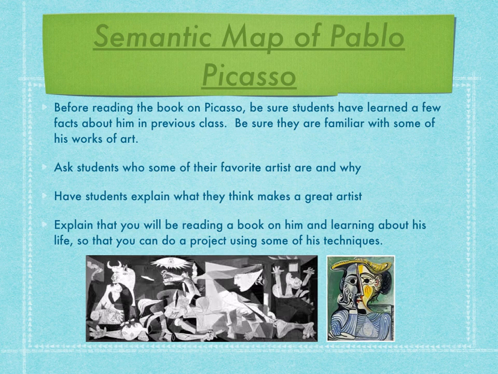Using the semantic map with the book on Pablo Picasso, before reading the book, I would make sure that the students knew some things about Pablo Picasso, whether I talked about them in the class period the day before, or maybe they did another project with me on Pablo Picasso, or make sure that they've done something with Pablo in the past, just to be familiar that they know something about his work of art.